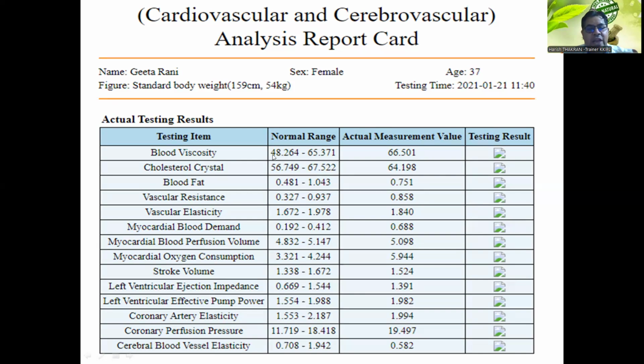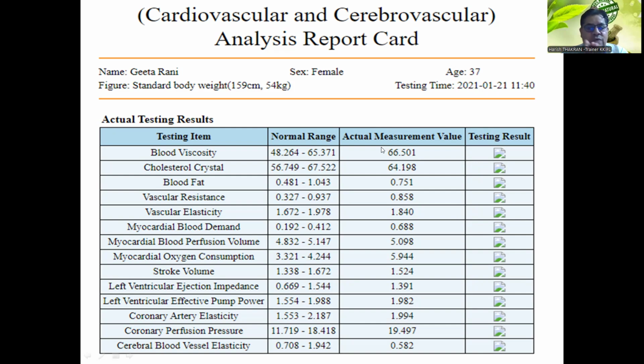And if the actual measurement is below normal range or above normal range, then there might be some problem in the body's functioning. And if we talk about the report card of cardiovascular and cerebrovascular, first you must understand what these words mean.